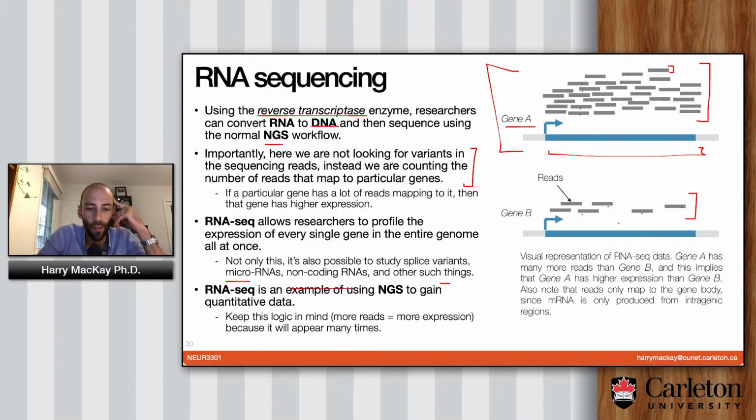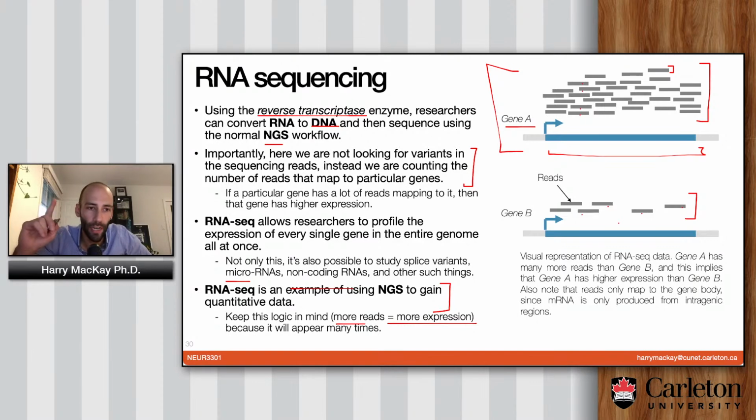So this is a way to use next-gen sequencing to get quantitative data. More reads equals more expression. And that logic will apply in other places like ATAC-seq as well as ChIP-seq. So keep in mind that this is another way you can use this technology. And this is why every university out there is trying to build these sequencing centers: they're just so obscenely useful for getting genome-wide data from all different types of things.